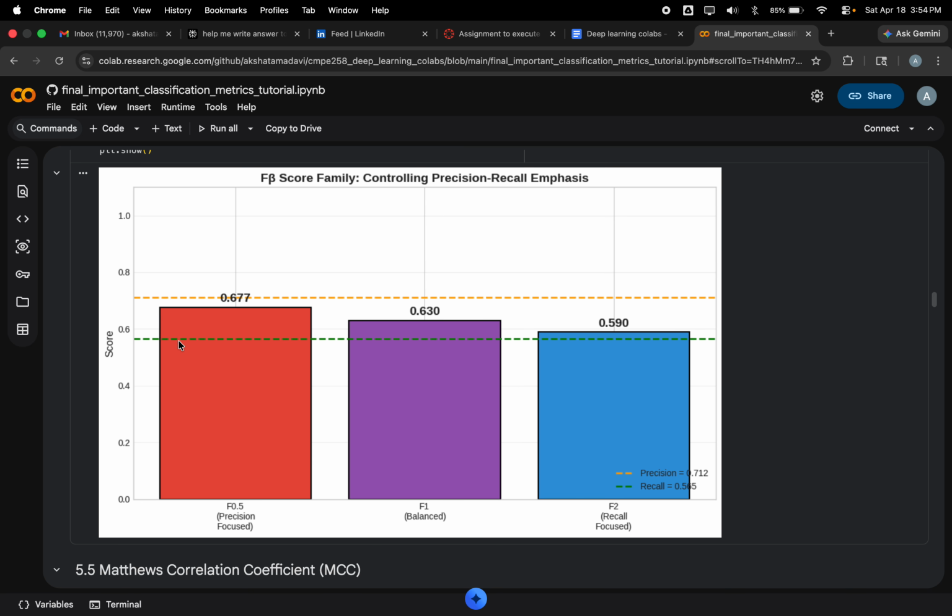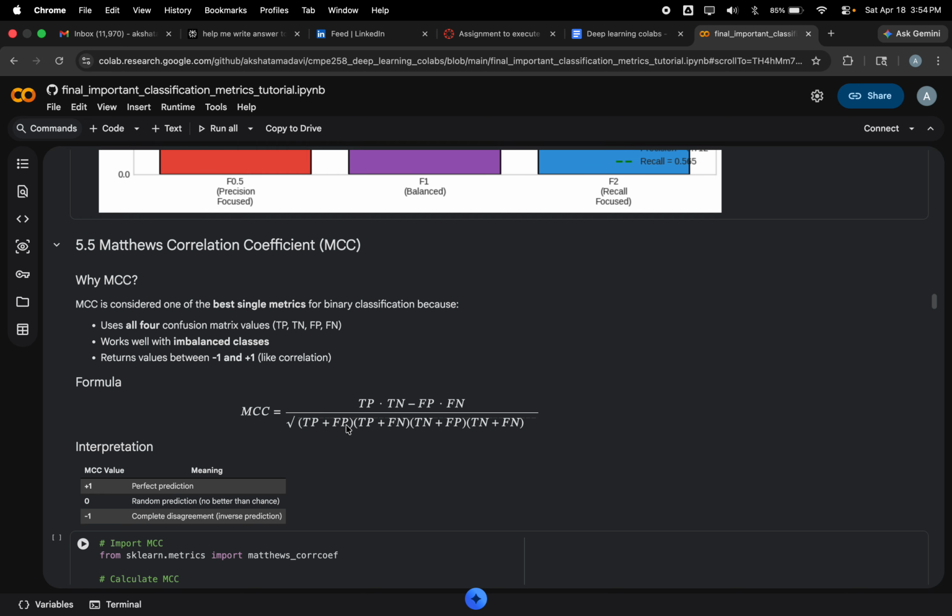Yeah, here you can see the threshold. When the beta value is 0.5, the precision is higher. When the beta value is high, the precision is low. But this is what the balanced F1 score looks like.